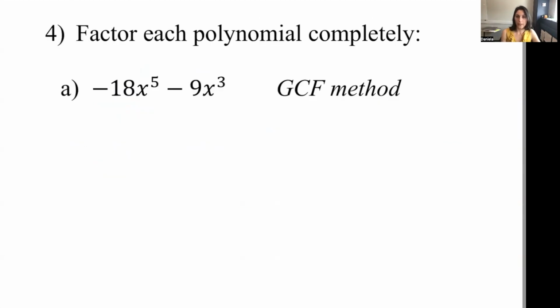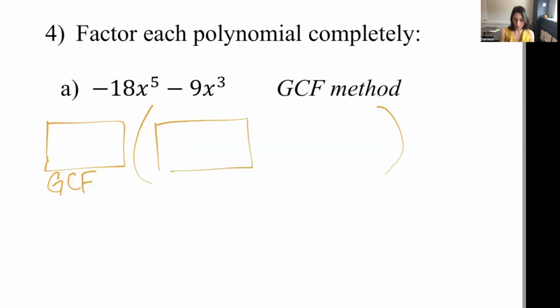So now we get into factoring. This one's using the GCF method. So first things first, when you factor using the GCF method, the GCF always goes on the outside of the parentheses, and then you have to figure out how many boxes goes inside the parentheses. Well, how many terms are there? There's 2 terms, so there's going to be 2 boxes.